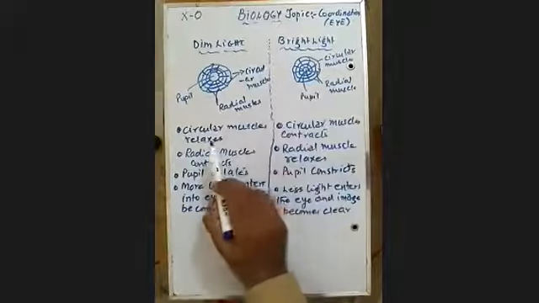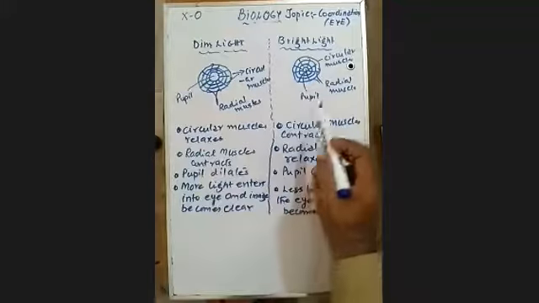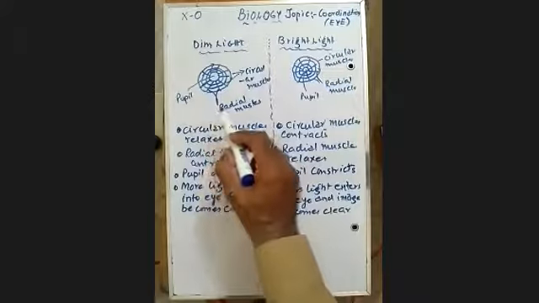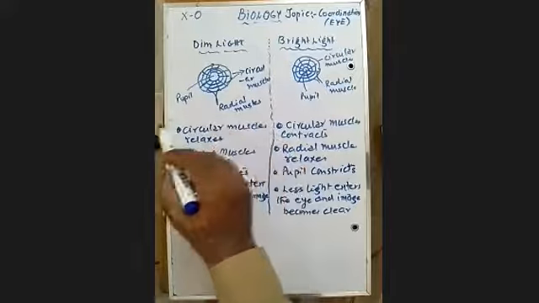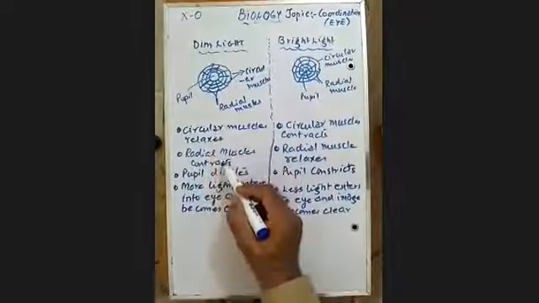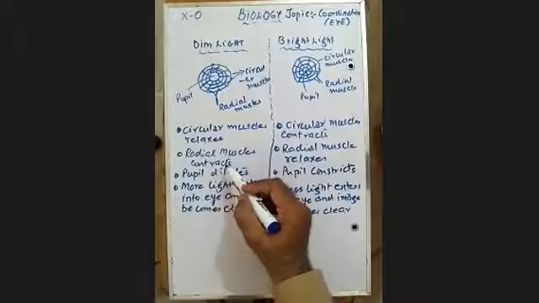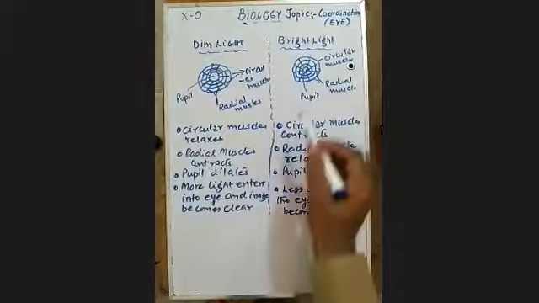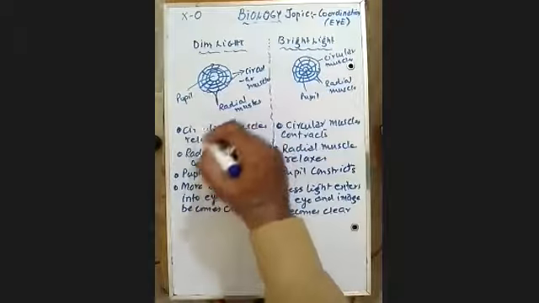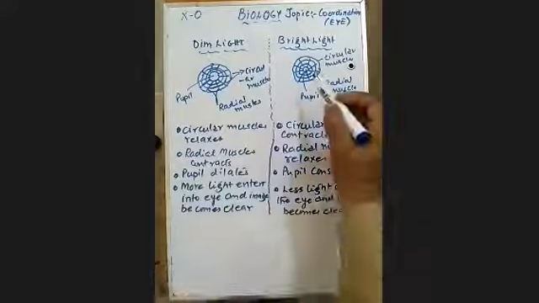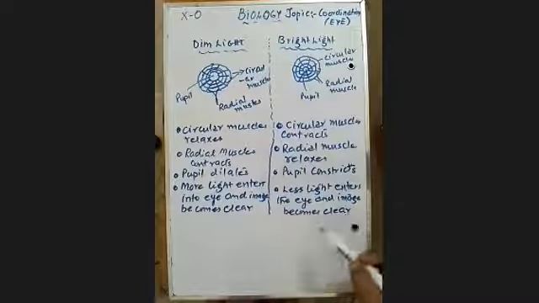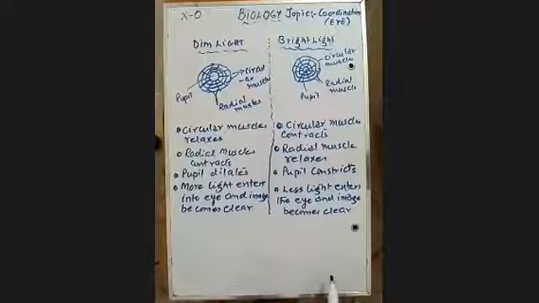So in dim light, what happens? The circular muscle relaxes. In bright light, the circular muscle contracts. The radial muscles work opposite. That is, when the circular muscle relaxes, the radial muscle contracts. Here, the radial muscle relaxes. Here, the pupil dilates, becomes larger in size. So more light enters the eye and image becomes clear. Here, when the pupil constricts, less light enters, and the image will become clear. So this was about the dim light and bright light.